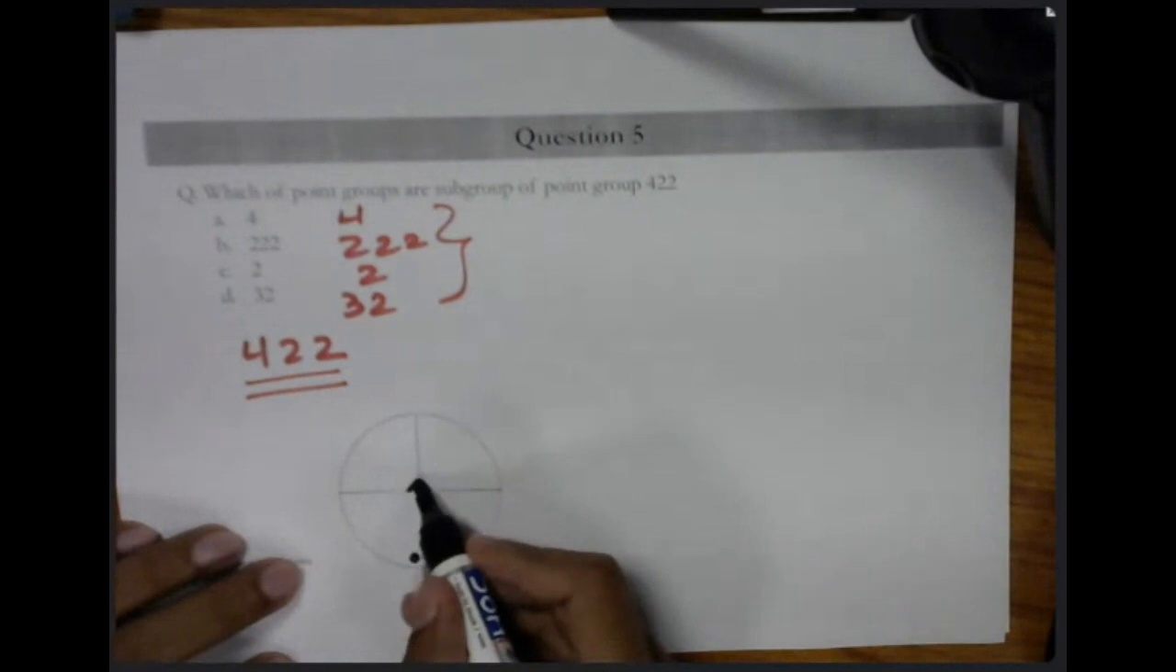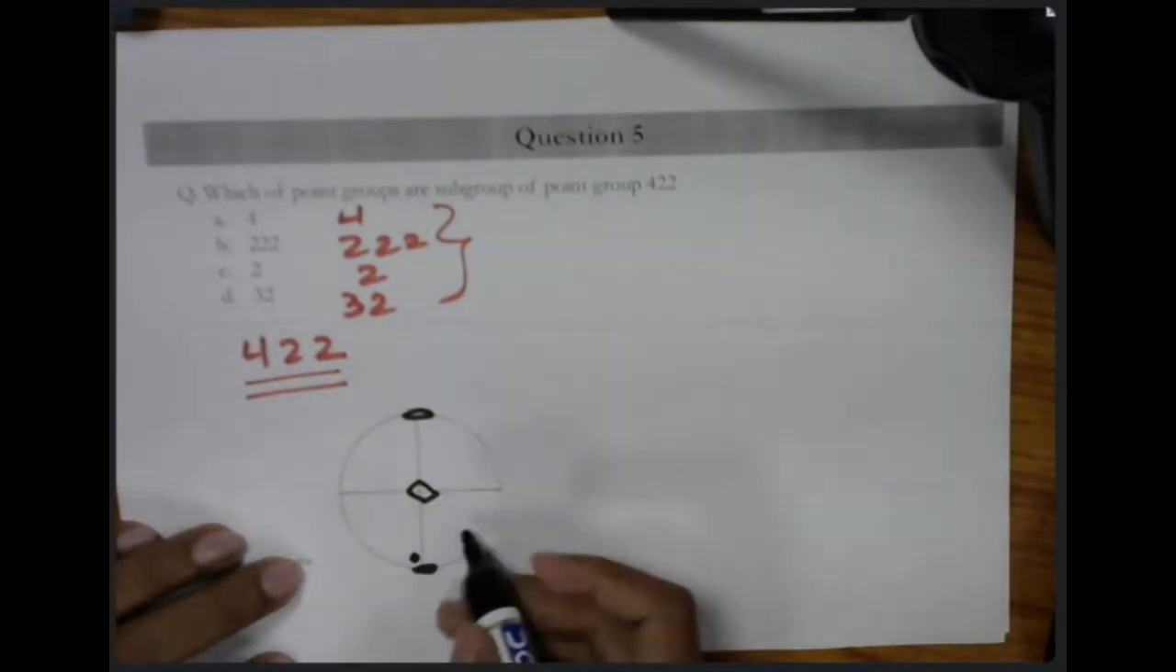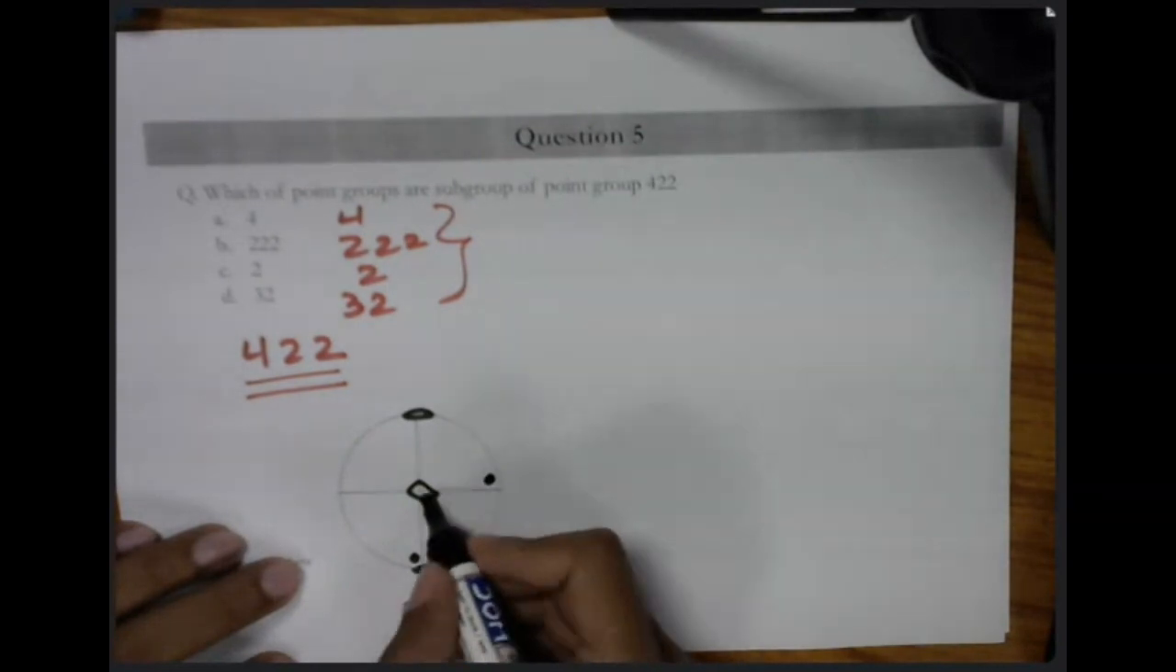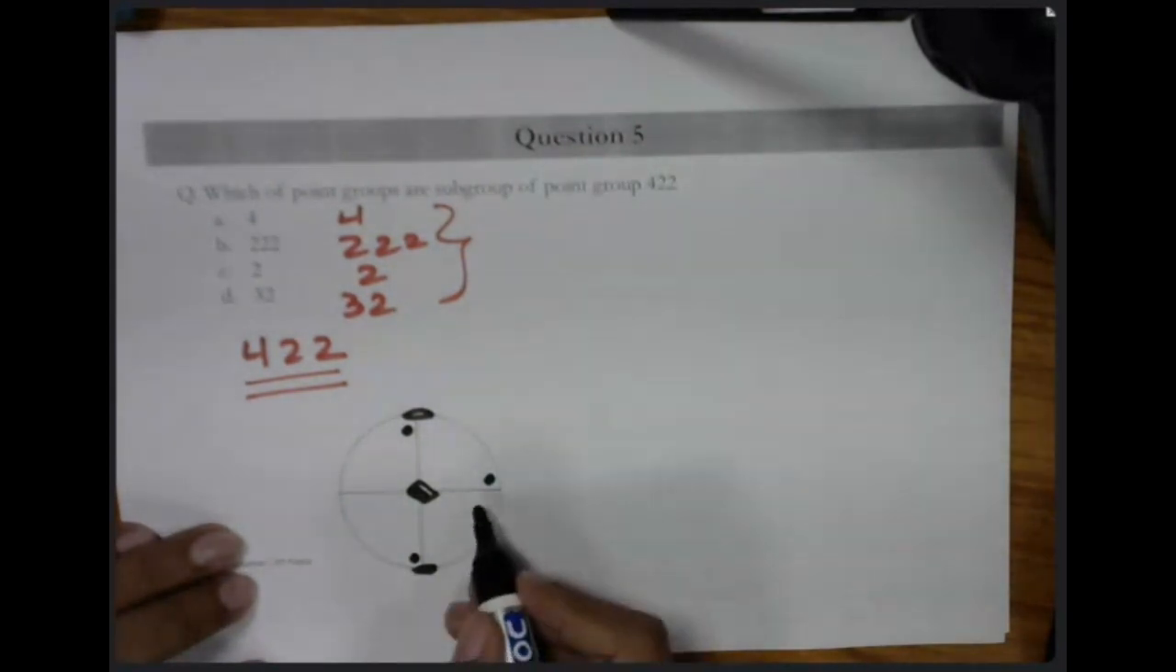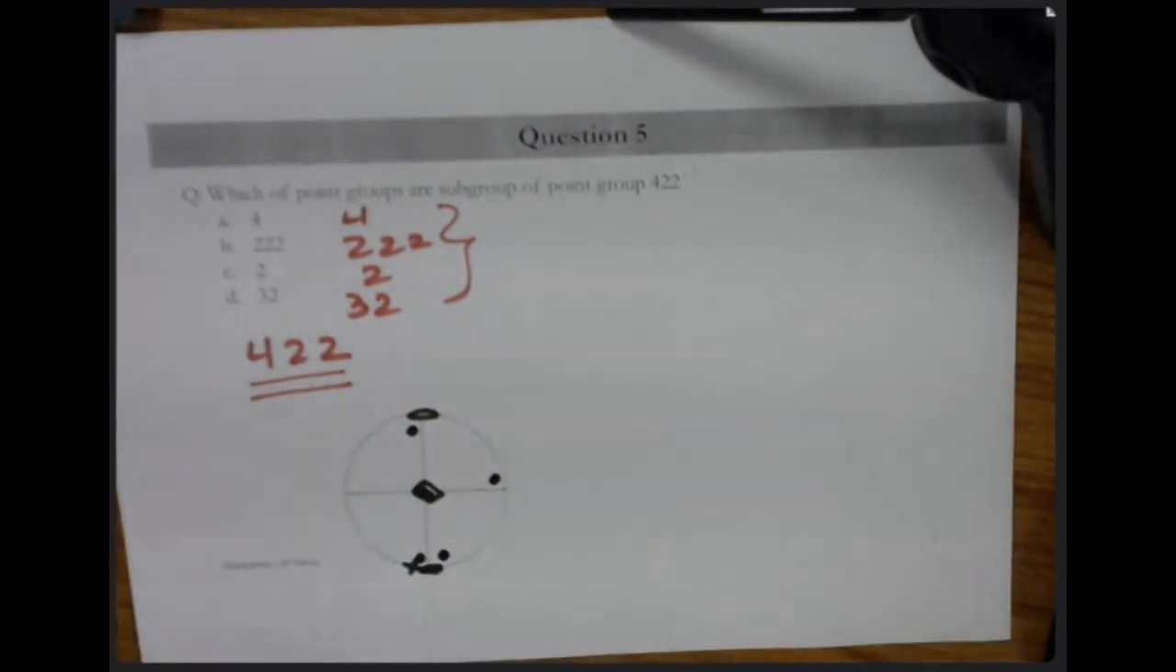Let us say this is our starting point. What 422 means is that there is a 4-fold at the center and the 2-fold along the axis over here. This point will rotate over here. We'll get to this. We'll get over here. Oh, I made a mistake. This would go over here. So let us say this is our starting point. It got over here. It got over here.